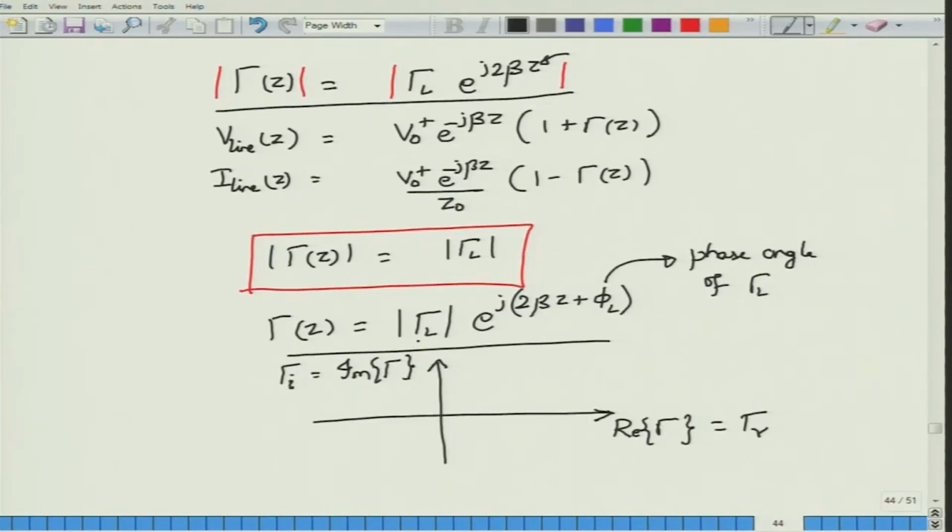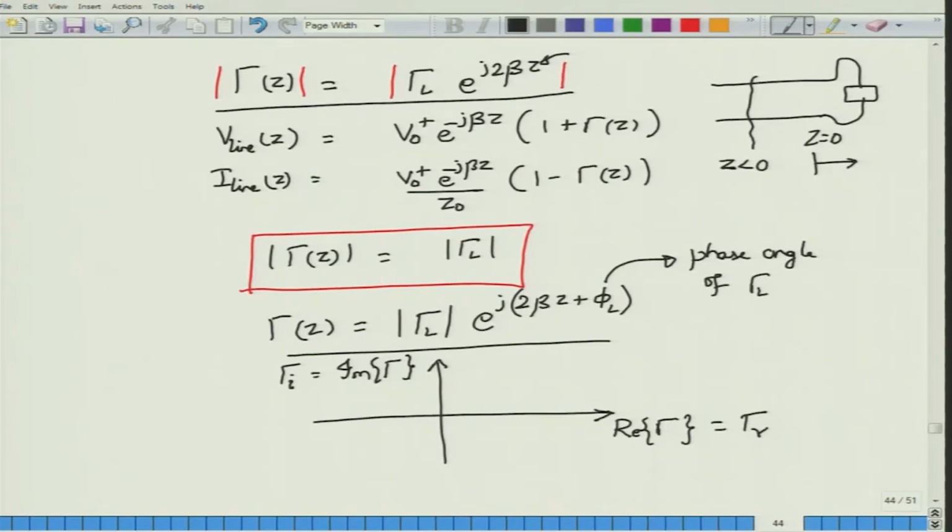Now, let us begin by considering what happens at z equal to 0. Please remember that z equal to 0 corresponds to the load location, correct? The z axis is actually measured positive from the load, but when you go backwards, that would correspond to negative values of z. That is, the values of z here are all negative, z is less than 0. So, please note that this is our convention of representing the coordinate along the transmission line.